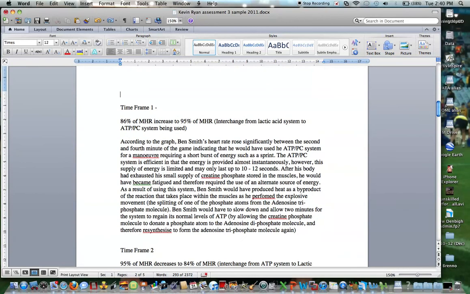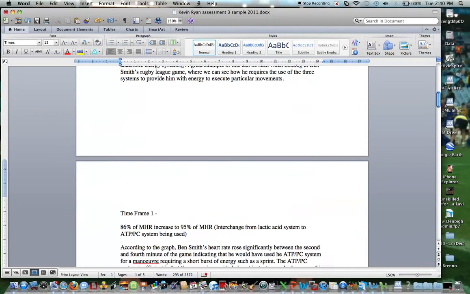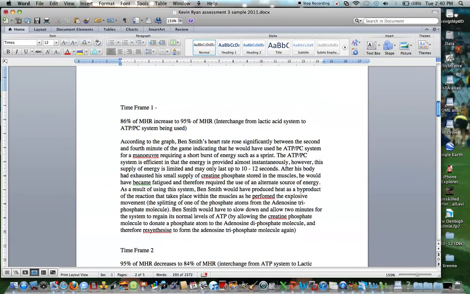So then we get to time frame 1. Now, some things here that students need to be aware of. What I really liked about Kevin's answer here was that he started his answer off with the percentages of his max heart rate. So we know that his max heart rate, as it says up here, is 195 beats per minute. So for Ben Smith, time frame 1, he's operating at 86% of his max heart rate and increases to 95% of his max heart rate. Suppose if there's anything I could ask, maybe you could include the actual heart rate in there itself. But what he does differently to a lot of other students is he shows that there's been an interchange from the lactic acid system to the ATP system. That's what he's put in brackets.